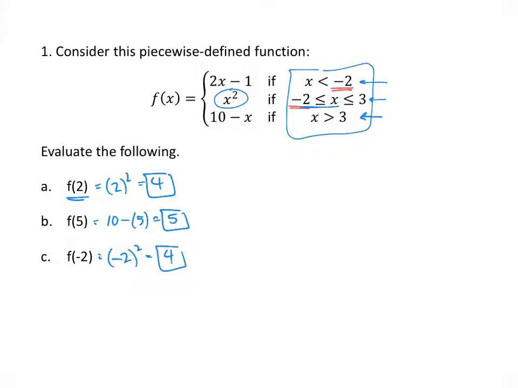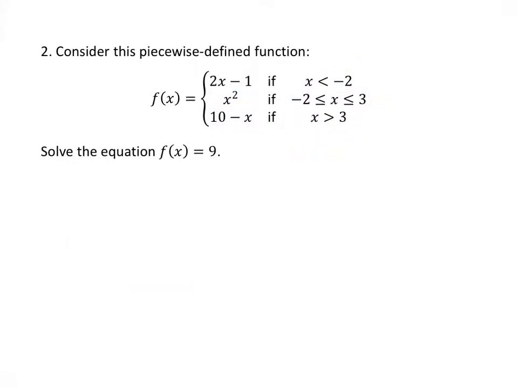All right, same piecewise defined function here, and now we're asked to solve the equation f of x equals 9. Now, as far as we know, we could get the y value of 9 from any of these three cases. So what we're going to do is set each of the equations equal to 9 and solve, and then see if the solution or solutions that we get fit with the values of x that give us those functions.